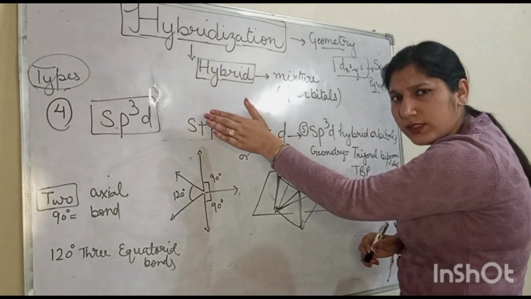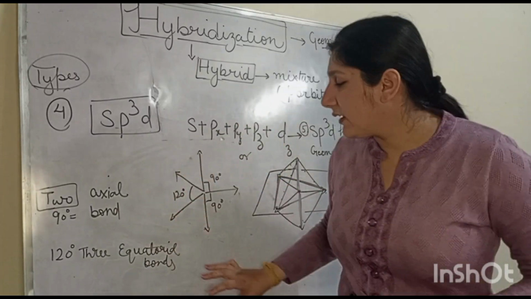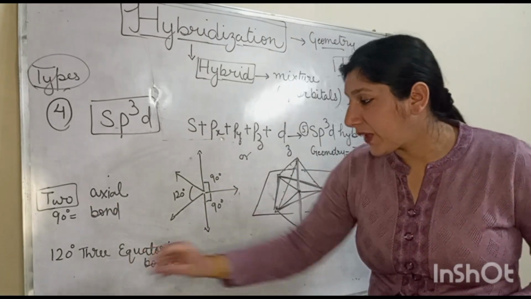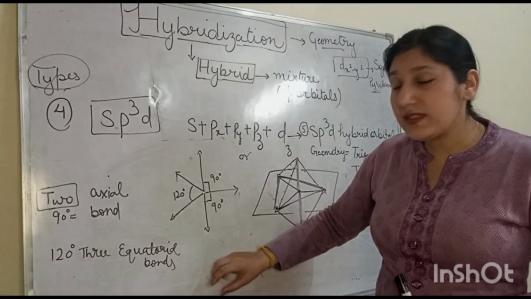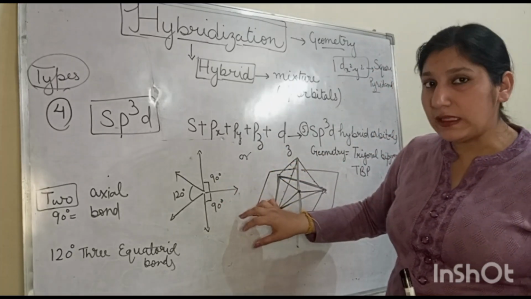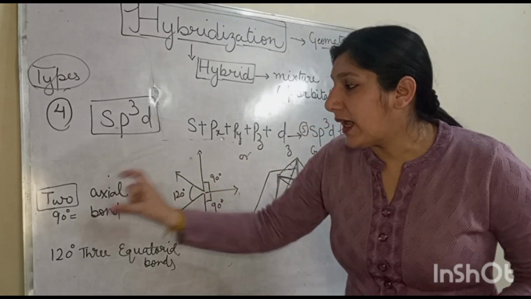One is above the plane and one is below the plane. This is the angle of inclination. 3 bonds are at 120-degree angle, and they are known as equatorial bonds, and 2 bonds are at 90-degree angle to these 3 bonds, and they are known as axial bonds.